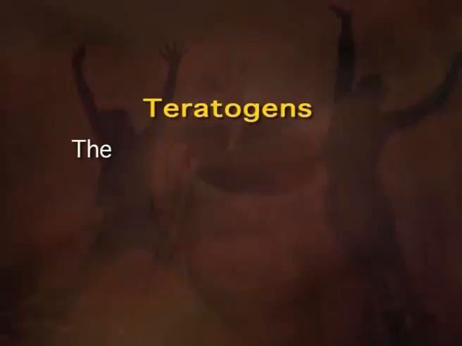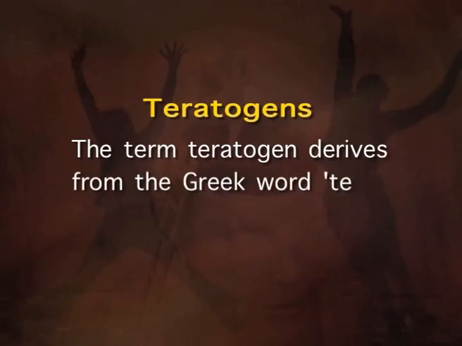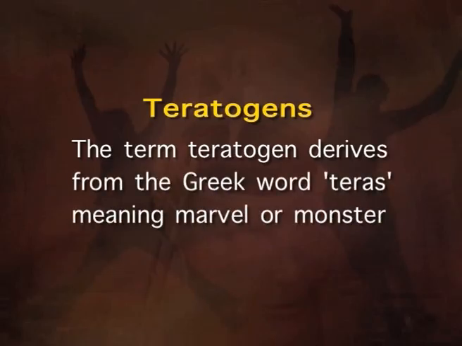The first class of risk factors includes environmental agents that produce abnormalities in the developing fetus, and these are collectively referred to as teratogens. The term teratogen derives from the Greek word teres, meaning marvel or monster. A teratogen exerts its effects largely during critical developmental periods. For instance, between the 20th and the 40th day, the heart of the baby develops, and therefore it's at risk of danger from teratogens.